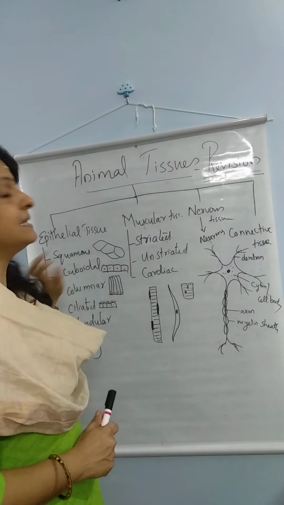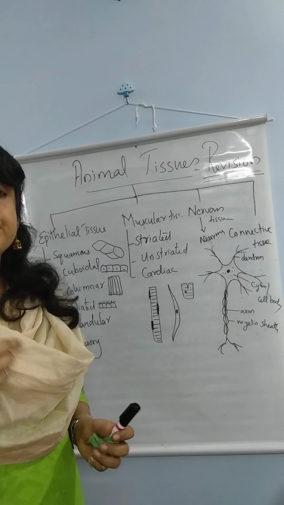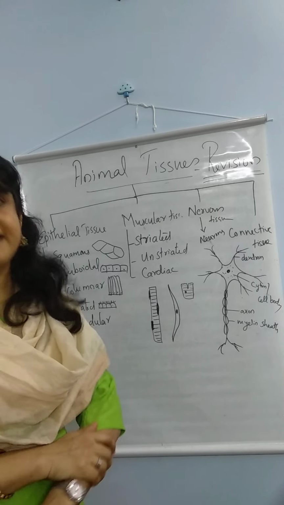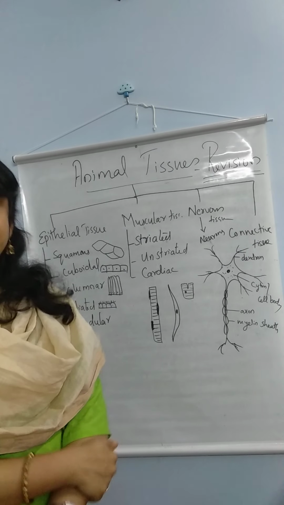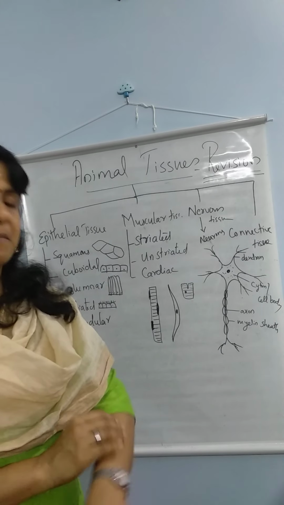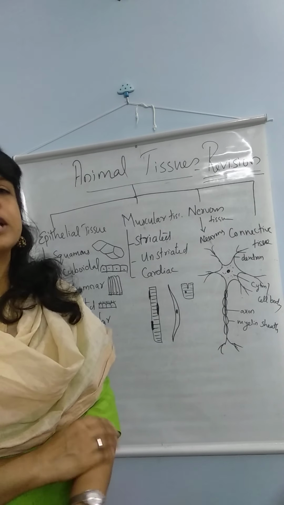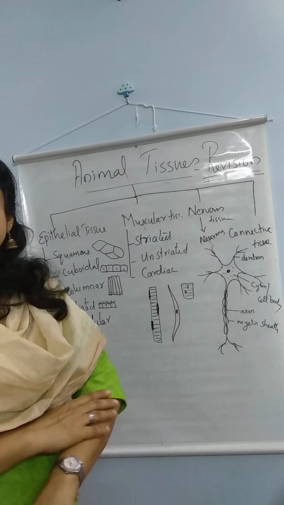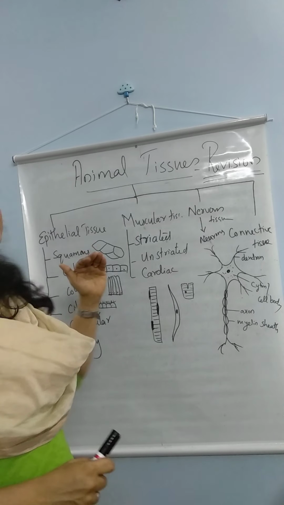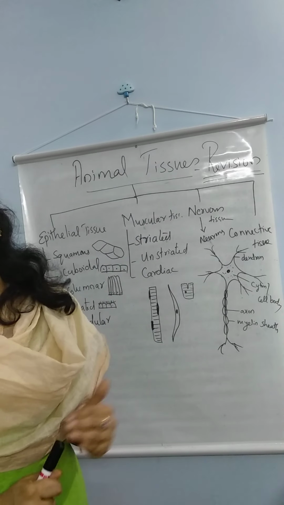Now, this squamous tissue in the skin is multi-layered, so that it can protect us from wear and tear. It is called stratified squamous epithelial tissue.